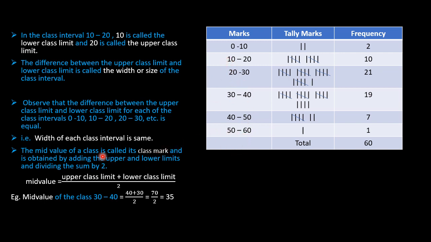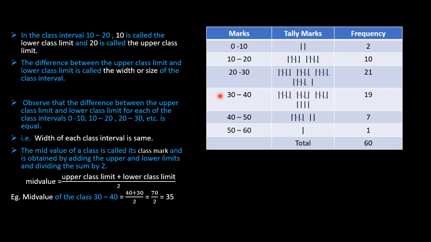The mid value of a class is called its class mark, and it is obtained by adding the upper and lower limits and dividing the sum by 2. So another point we have to study is the mid value. For getting the mid value, you have to add the upper class limit and lower class limit and divide by 2.